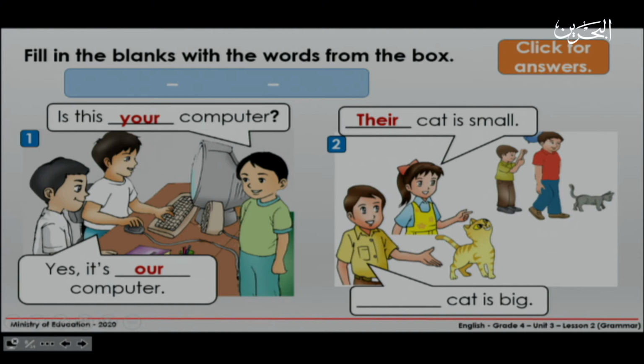And here we have these two kids, they are talking. What are they saying? Very good. They are saying, our cat is big.